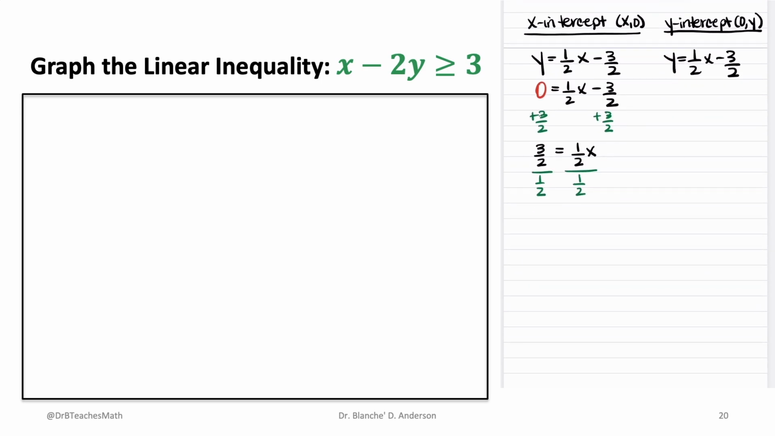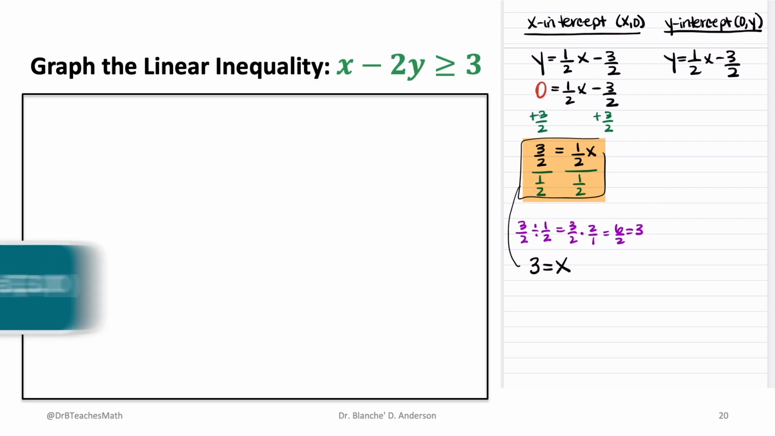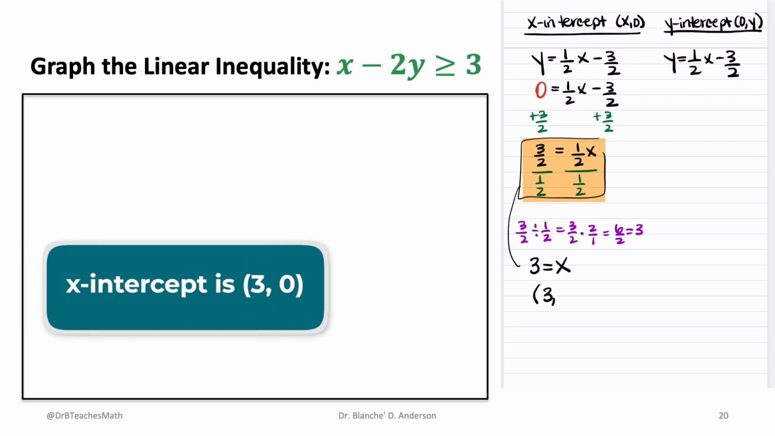Divide by 1/2. Now, you're like, divide by 1/2. Yes. So in my little notes over here, 3/2 divided by 1/2. That's 3/2 times 2/1. So that's 6/2, which is 3. When you divide two fractions, you actually multiply by the reciprocal. So we have 3 is equal to x. So our x-intercept point is 3, 0.